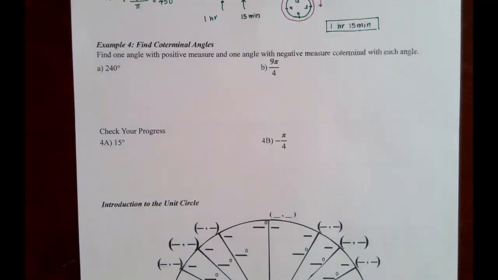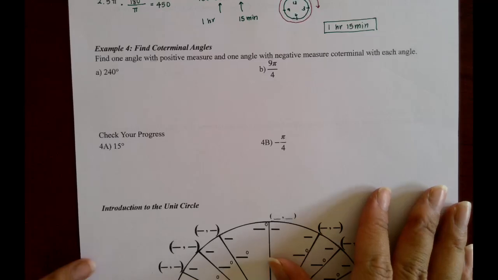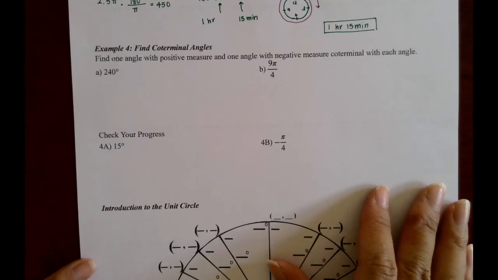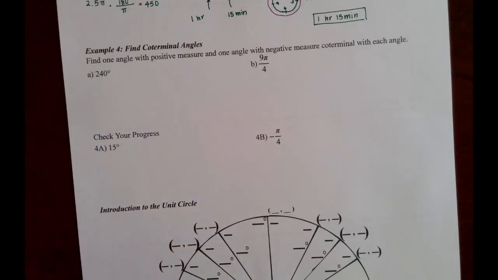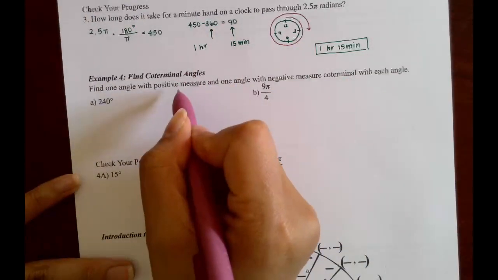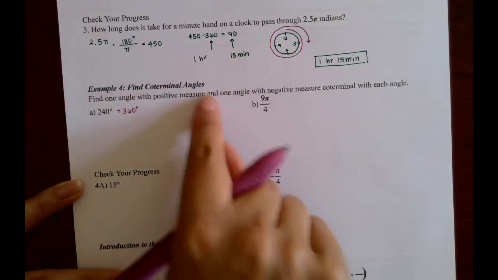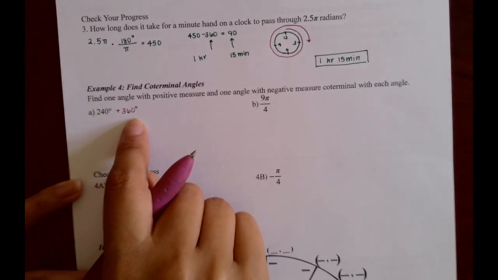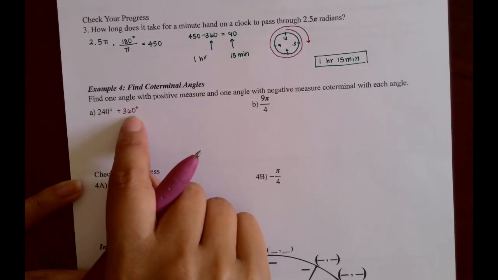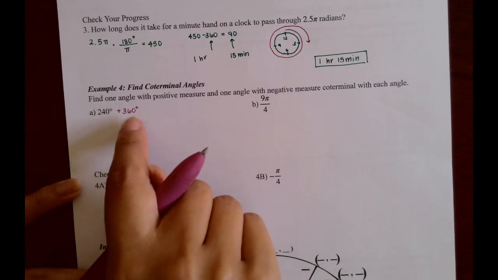Example 4 says to find an angle with a positive measure and an angle with a negative measure that is coterminal with each angle. For 240, to find one with a positive measure, I'm just going to add 360 degrees, because all that means is I'm going to end at the same place, but going one extra circle around. You don't have to add 360. You could do 720, which is 360 times 2, or something bigger, as long as it's a multiple of 360.